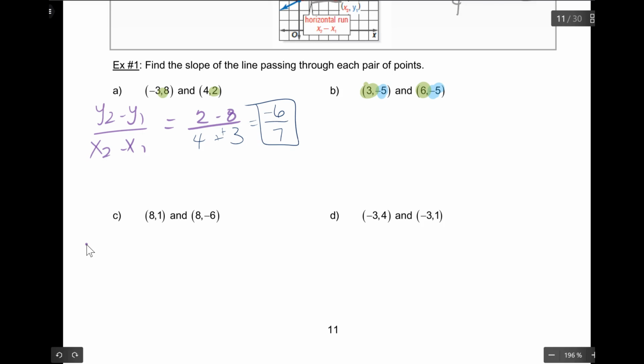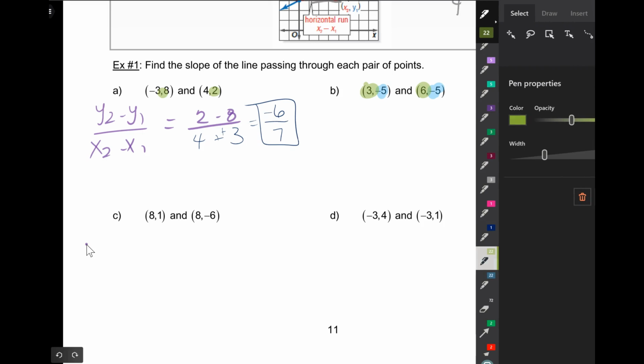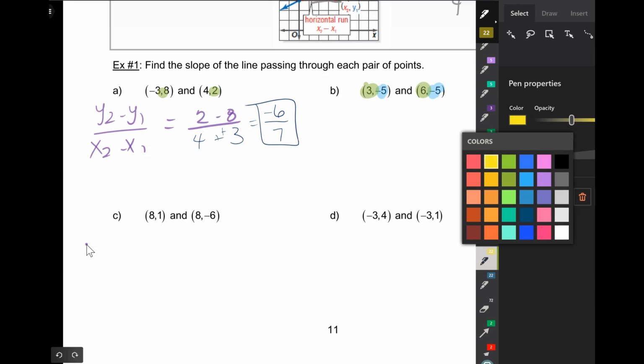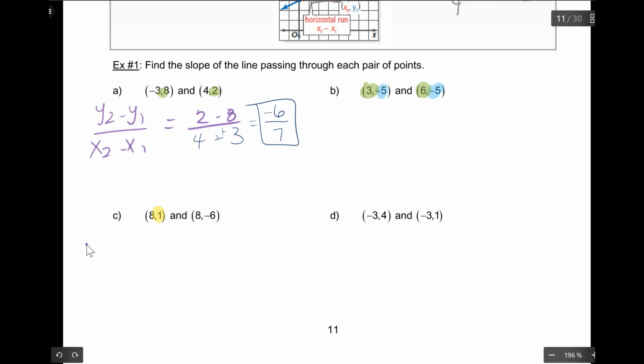That's an ugly color. Ugh, how about this one? Perfect.